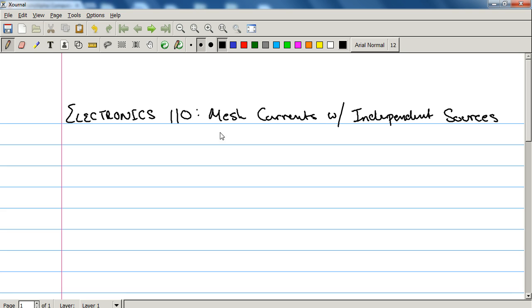Mesh currents is one of two ways we're going to be solving circuits. The other one we'll talk about in a couple videos. But they each rely on one half of Kirchhoff's laws. This one relies on Kirchhoff's voltage law. Remember that Kirchhoff's voltage law states that the sum of voltages in a loop is zero. And we're going to define what a loop is, and we're going to finally understand what that means in its entirety. Now, independent sources means that every source we're going to be talking about is independent of anything else.